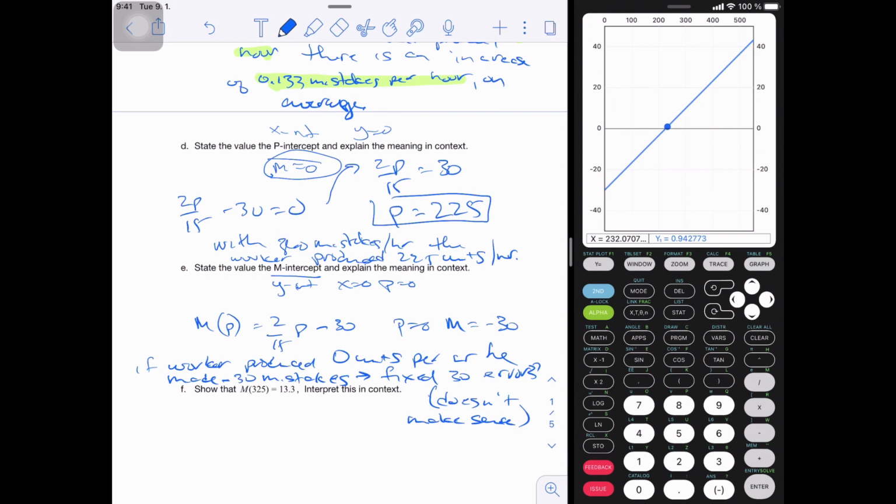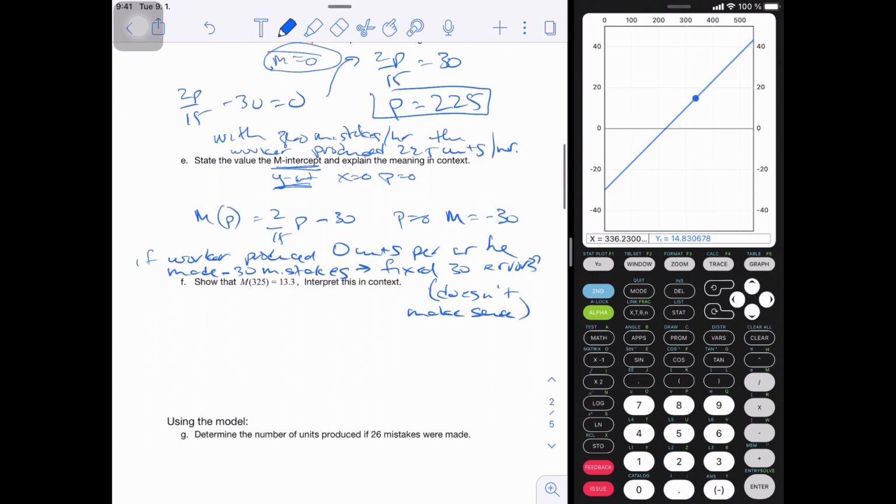And this is often the case with the y-intercept or the m-intercept, that it doesn't actually make sense in the context of the question, because usually the questions are set up so that it works for a certain range of values, but not for all of them. Okay, continuing along here. Now I want to show that m at 325 is 13.3.